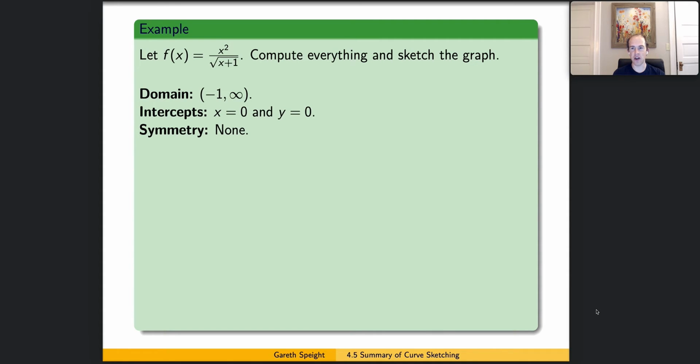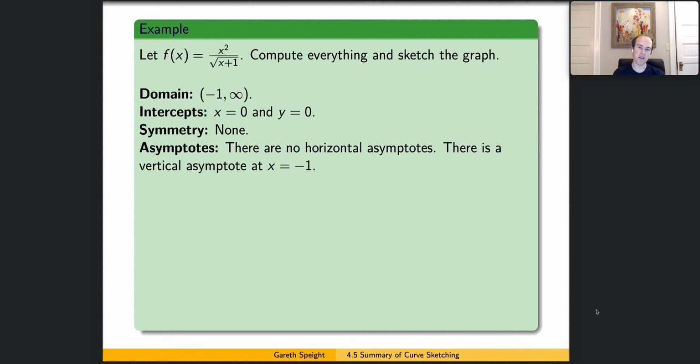Okay, what about symmetry? If we try to do f of minus x, then the top is going to remain unchanged. But if we plug in minus x in place of x, the bottom becomes very different. And there's no way to simplify it so that we have just f of x or f of minus x. So it's not even or odd. And of course, there are no sines, cosines, there are no reasons that it should be periodic, so this is not periodic either. So there's no symmetry, unfortunately.